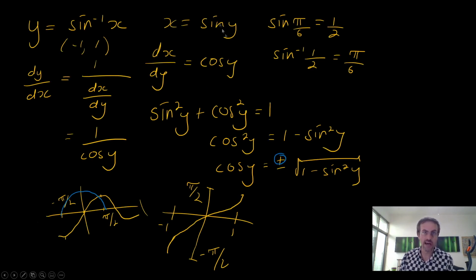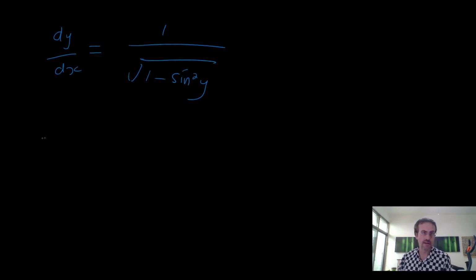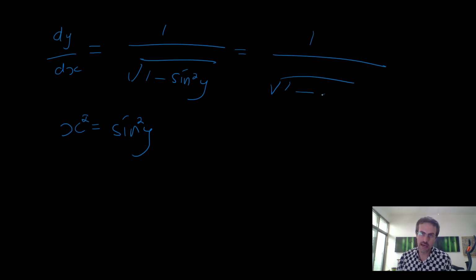But look, we got a sine y over here. X equals sine y. That's how we started this whole business. So let me write that down. X equals sine y, right? So if I square both sides, x squared equals sine squared y. So I can stick an x squared into here. So this equals 1 over the square root of 1 minus x squared. So dy by dx, the derivative of the inverse sine function, equals 1 over the square root of 1 minus x squared.